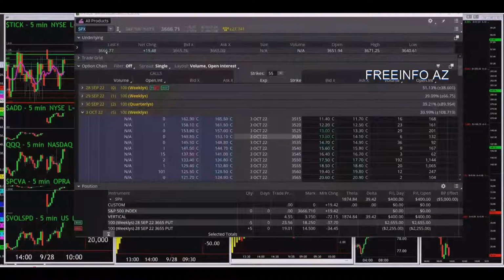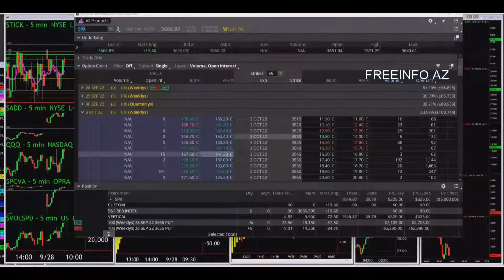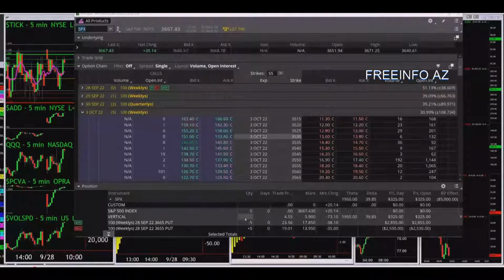Okay. But by selling it in the money, my dog is barking over there. I don't know what he's barking at.